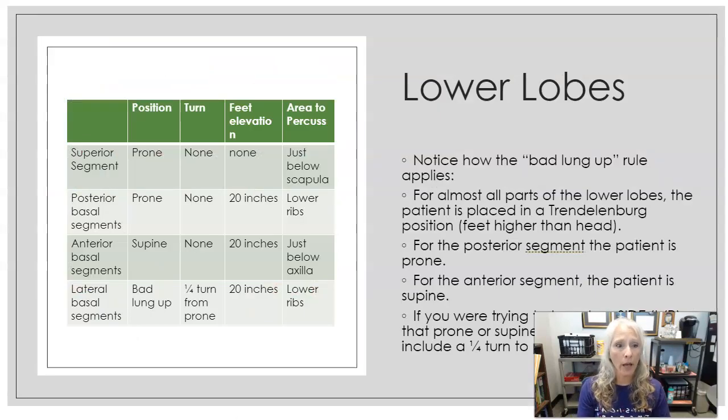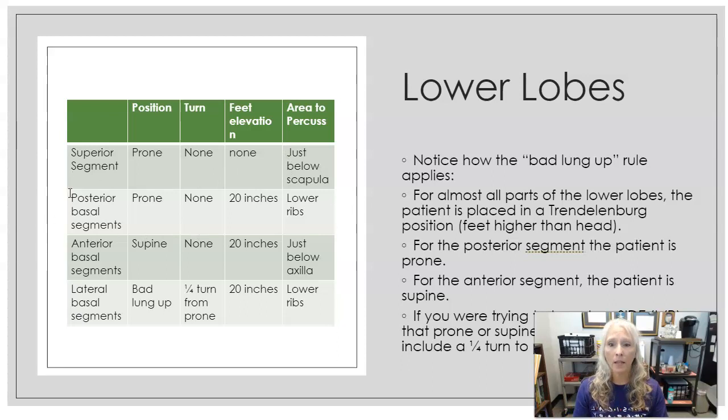So for the lower lobes, I want you to notice on the table how each one of them is going to exactly follow the bad lung up rule. If you're working on the superior segment of the lower lobe, then you're going to have the person in prone with no elevation of the feet or the head. They're just lying perfectly flat, and you're going to percuss just below the scapula. That places that bronchopulmonary trunk in that vertical position for emptying.